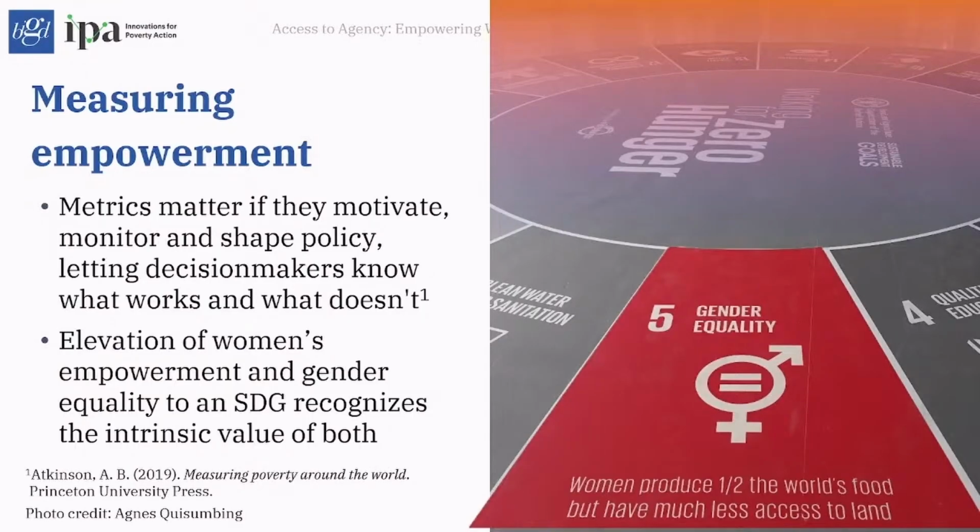The importance of metrics really matters when they're able to motivate, monitor, and shape policy, and in particular when they're able to give information to policymakers about what is working and what isn't. So the metrics have a real tangible instrumental role to play in developing policies. Importantly, the elevation of women's empowerment to a standalone SDG goal has meant that we now very explicitly care not about women's empowerment because of its instrumental value, because it changes health or nutrition or children's education, but that we really value the intrinsic value of empowerment itself. It is elevated to a standalone SDG, but we also know that it underpins 12 of the 17 SDGs. So it's really central to everything that we do.